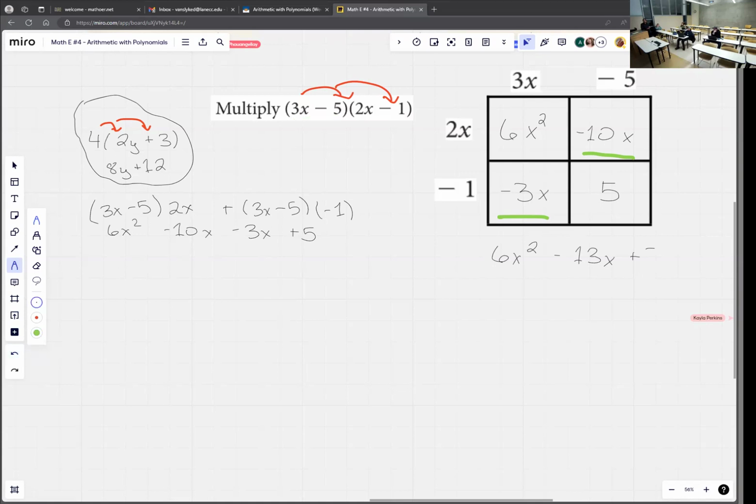Okay, I'm not quite done. I should write this as 6x squared minus 13x plus 5 to be done. Am I going farther? No, because x squareds and x's and 5s don't squish when we're adding and subtracting. We're to the point of adding and subtracting.